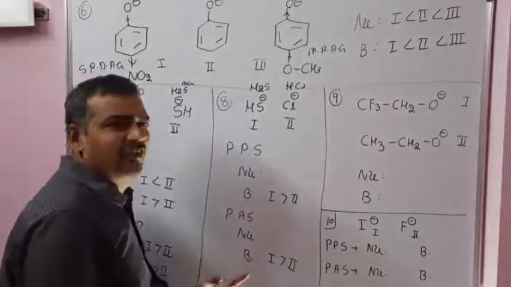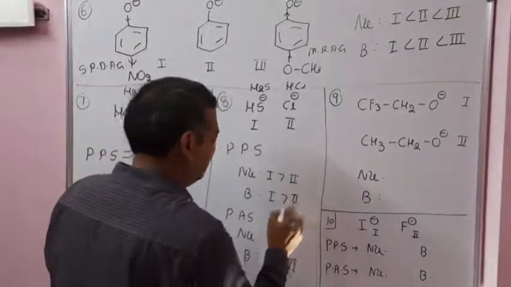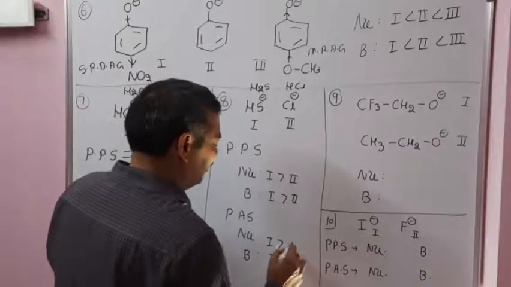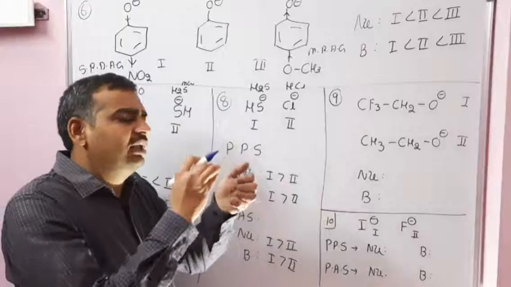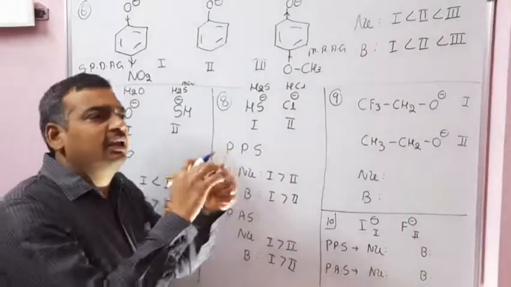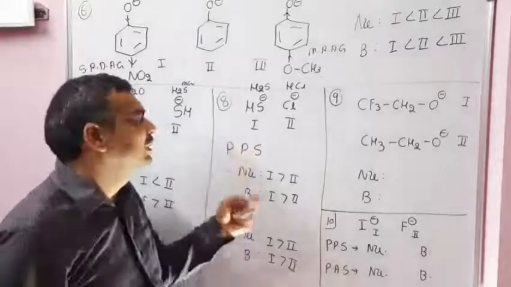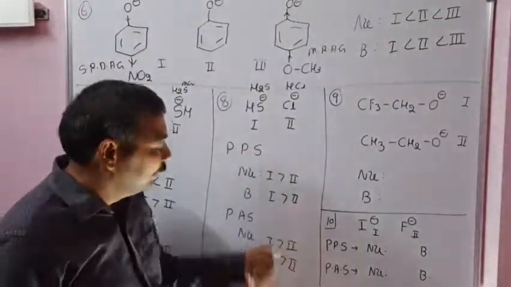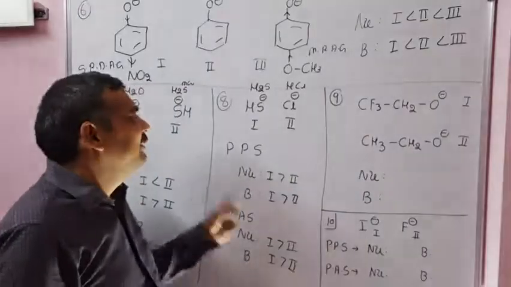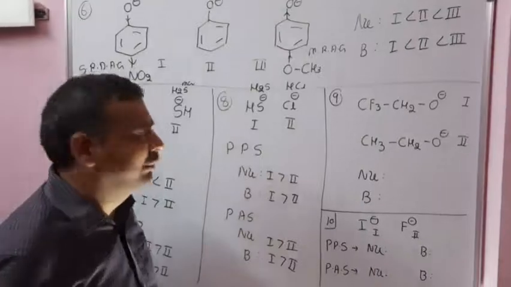Why? Because in a period from left to right, nucleophilicity decreases. This depends on the electronegativity. The one which is more electronegative has the anion strongly held by the nucleus, not interested to attack the carbocation, not interested to abstract a proton. So always in a period from left to right, basicity decreases and nucleophilicity decreases, and in a period there is no solvation effect. Protic and aprotic have the same order.